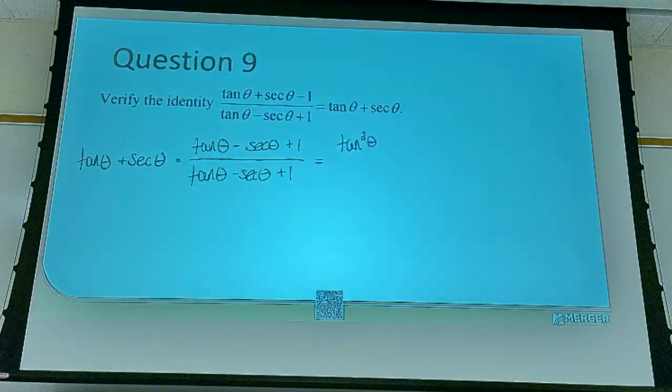Tangent squared plus tangent minus secant squared plus secant. Is that what we're going to get? So it looks like you're going to get a minus secant tangent and a plus secant tangent, which will just be 0.